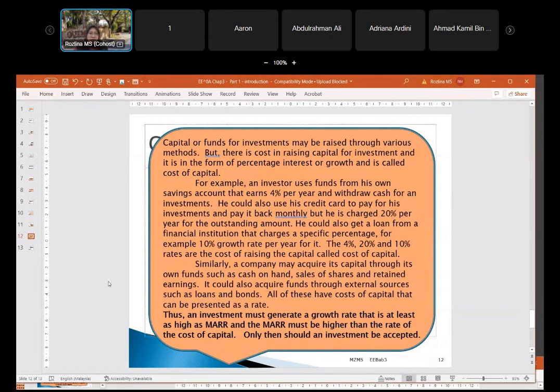Okay, these ones are long. I think you have to read this one yourself. An investment must generate a growth rate that is at least as high as MARR, and MARR must be higher than the rate of the cost of capital. Only then should an investment be accepted. If I'm not mistaken, I don't see an example to find out what the suitable MARR is. What you can see after this is only that they give you the MARR, but in different situations, then you compare.